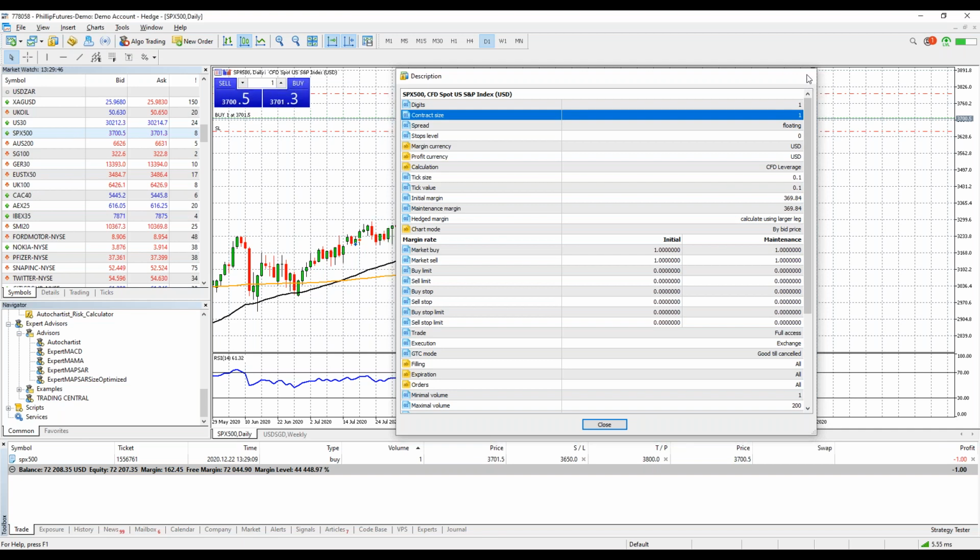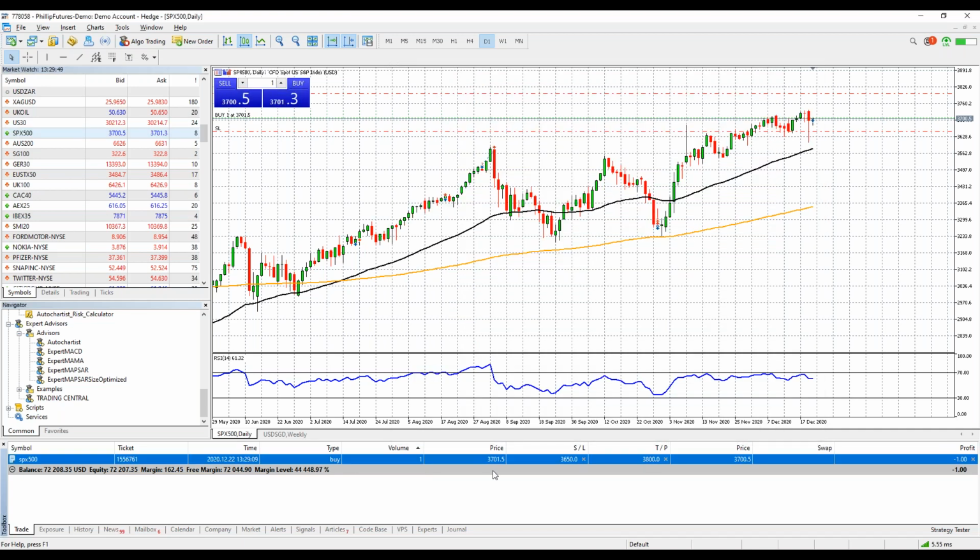Okay, so what happens here is that I have a position right now. I bought in at 3701. The margin required is over here, 162.45. And then these are my risk parameters. My take profit is here, my stop loss is over here. Okay, TP and SL. So once you have a position, you can also trade on the chart.